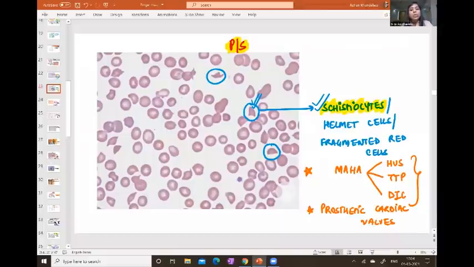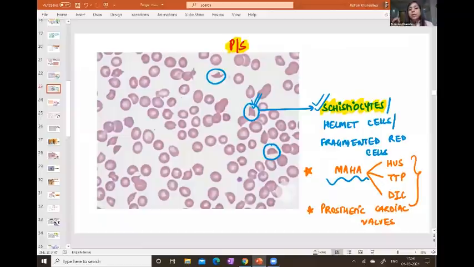So in which all conditions do you see these schistocytes? They are seen in microangiopathic hemolytic anemias. You'll ask me, what are microangiopathic hemolytic anemias? There are three microangiopathic hemolytic anemias which we know of. One is HUS, that is hemolytic uremic syndrome. Then we have TTP, thrombotic thrombocytopenic purpura. And then we have DIC, disseminated intravascular coagulation, correct? So these are microangiopathic hemolytic anemias which show these schistocytes.